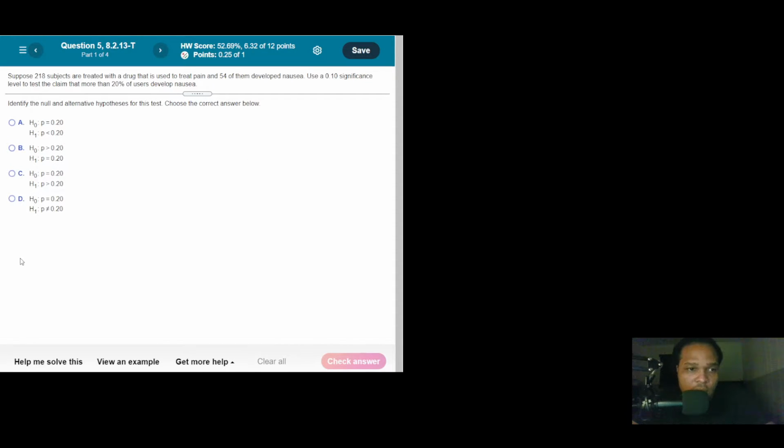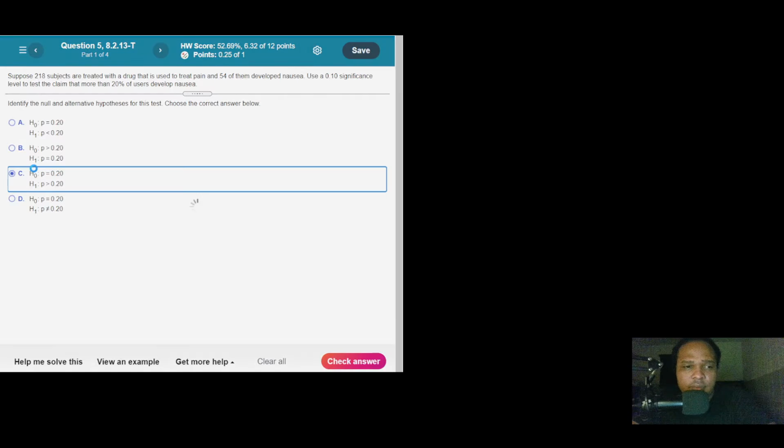Okay, so moving right along. Identify the null and alternative. So let's look for that claim number. It says more than 20%. So H0 will always be equal to. So we can eliminate B because it always has to be an equal to, no matter what kind of claim we're doing for this course. Okay, so H0 is equal to 0.20. And they said more, so we need the greater than, and it has to be that one.